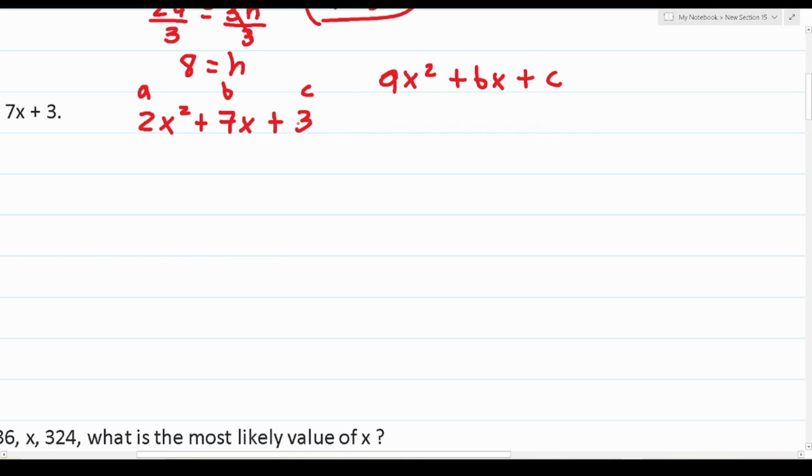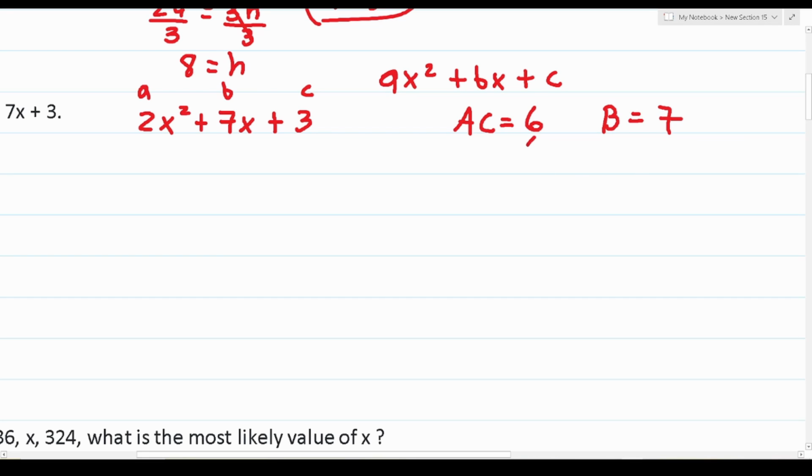And what the Australian or AC method says to do is take a and multiply it by c, which is going to be 2 times 3. So a times c is 6. Write down b. B we identified as 7. And we want to find two factors of a times c that add to b.